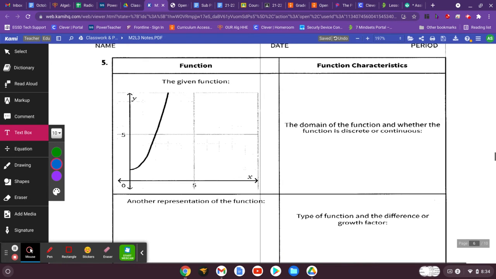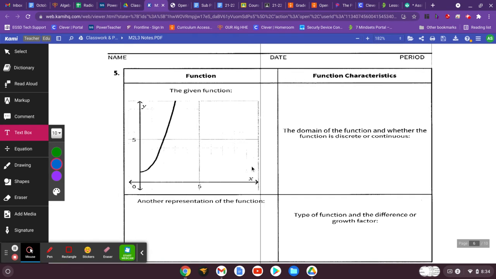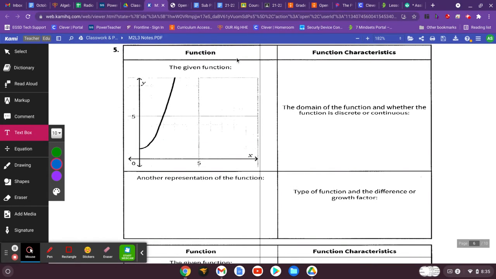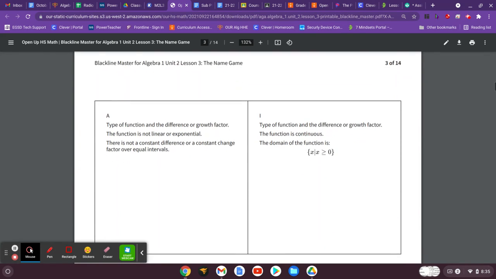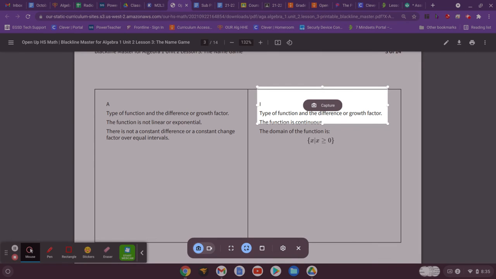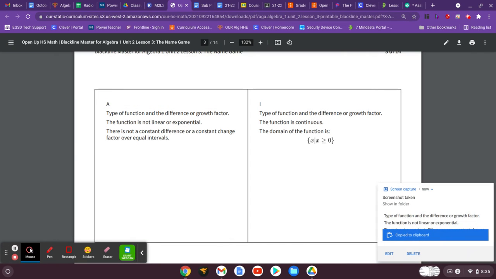So you've got another, looks exponential-ish. Again, you can plot a few points on there to see what you get. Go ahead and try to find it. When you're ready, the ones that go with it. So if you went and plotted the points, you're going to see that it's not linear or exponential. There is no constant change factor for this one. Growth factor. So this would be a neither.